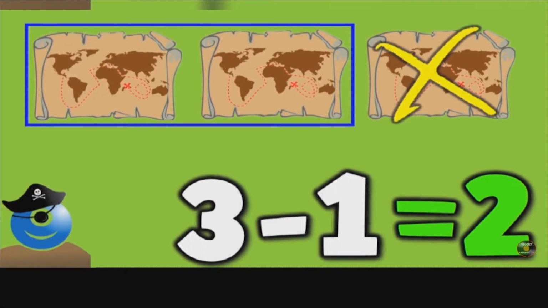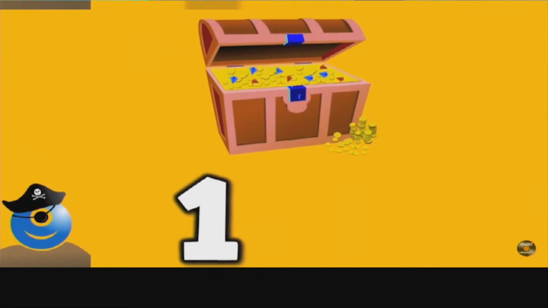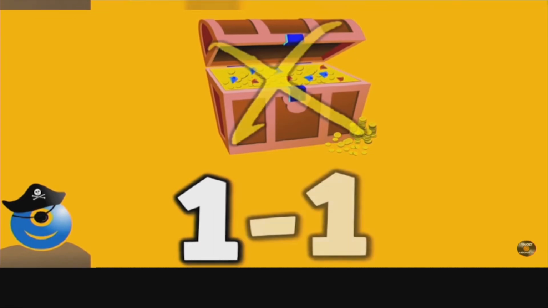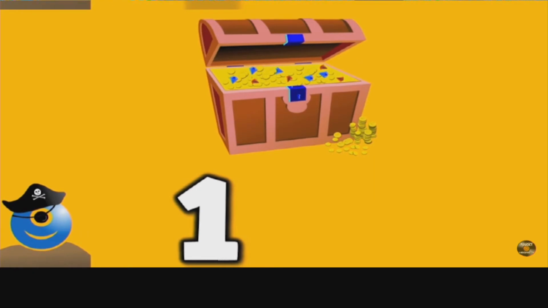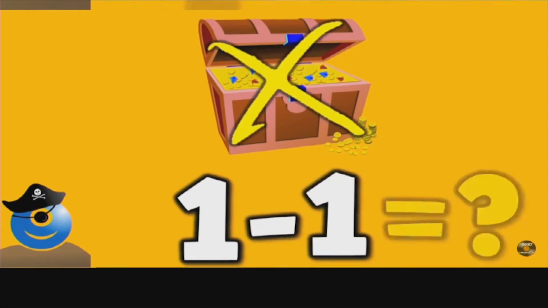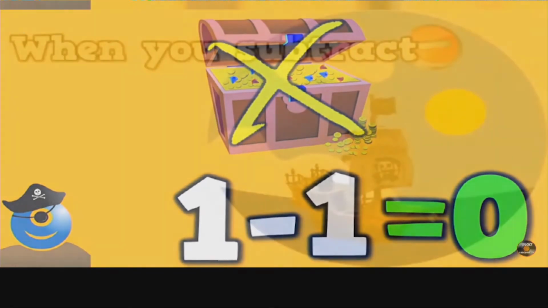Last story. One night, I had 1 big treasure chest with lots of gold and jewels. Then, after I had looked away, the 1 treasure chest had disappeared. 1 minus 1 equals 0. None. 1 minus 1 equals nothing. I had 0 treasure chests left.